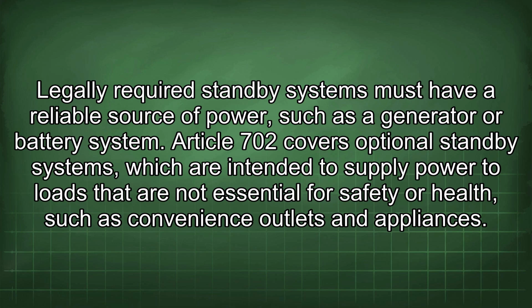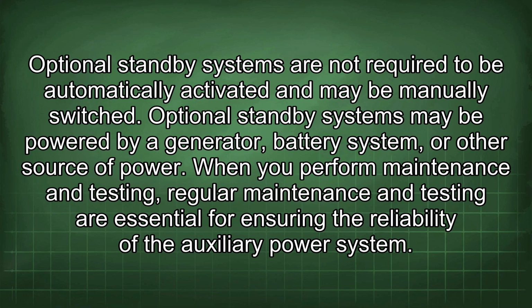Article 702 covers optional standby systems, which are intended to supply power to loads that are not essential for safety or health, such as convenience outlets and appliances. Optional standby systems are not required to be automatically activated and may be manually switched. Optional standby systems may be powered by a generator, battery system, or other source of power.